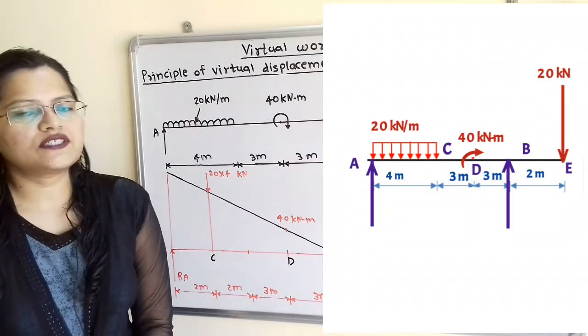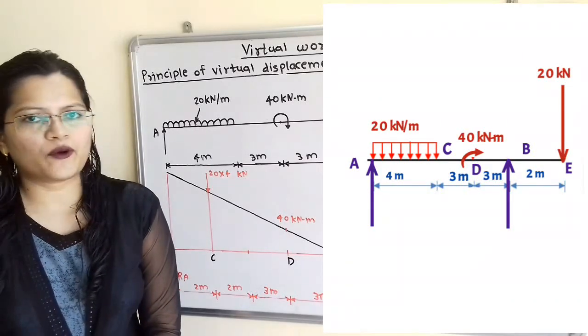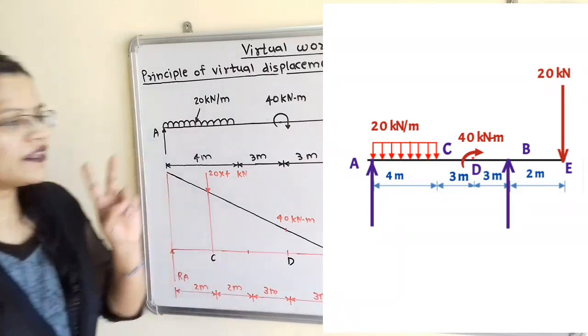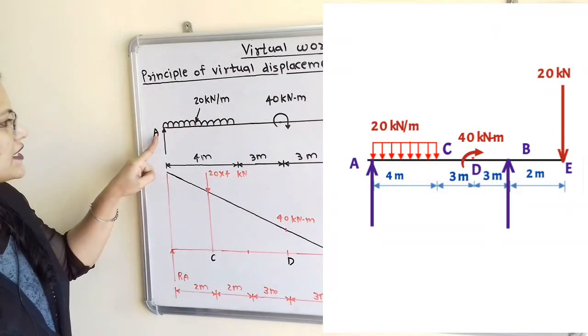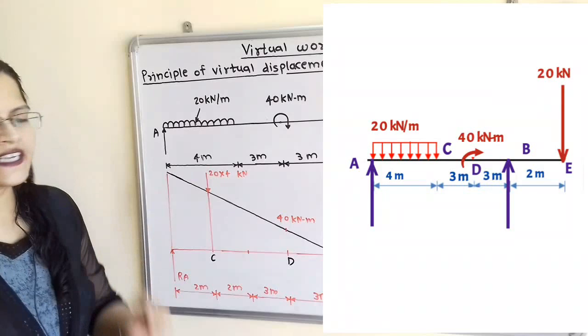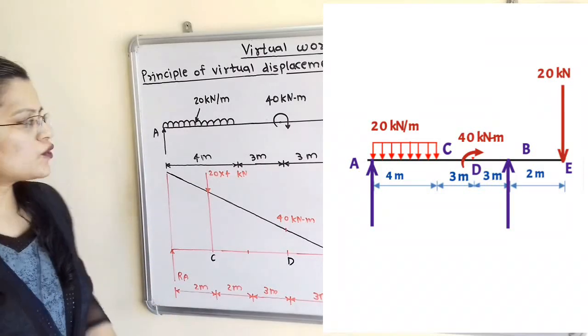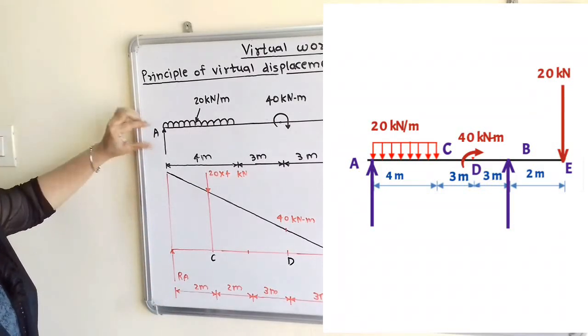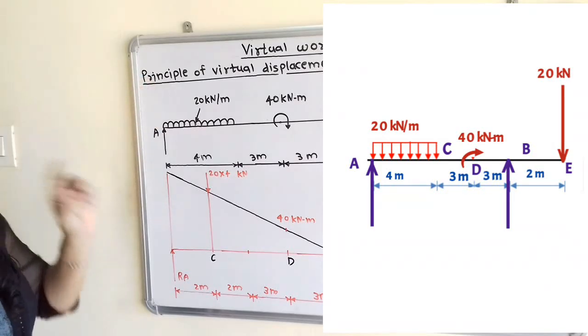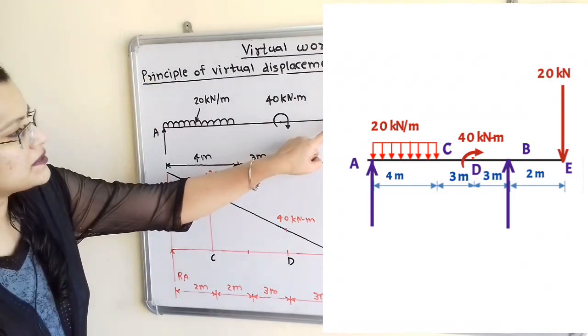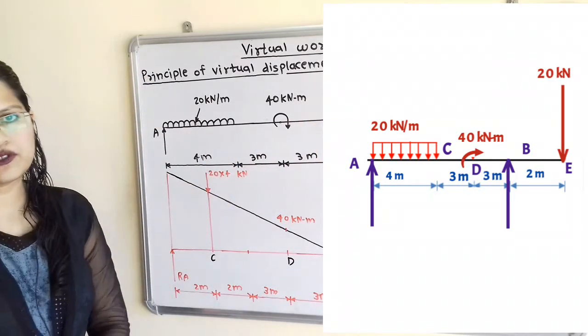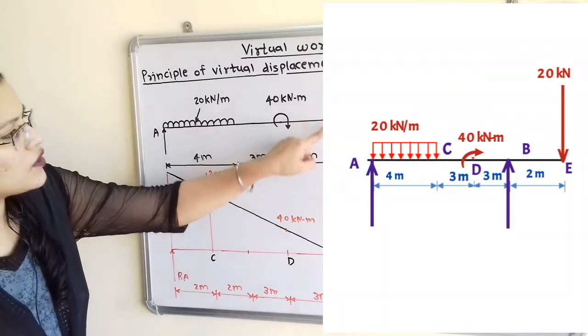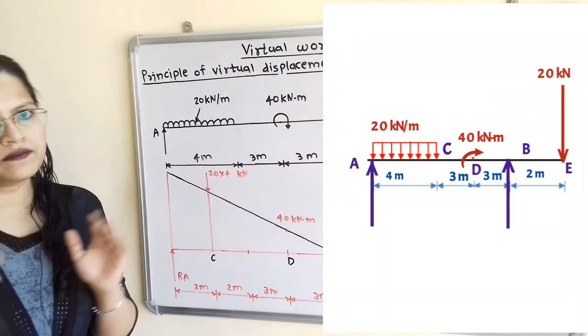So we will give a small displacement at point A. Now there are two unknown terms, that is the reaction at point A and the reaction at point B. So when we give the small displacement at point A, then we have to keep the displacement at point B equal to 0. Then this one unknown term RB will become 0.